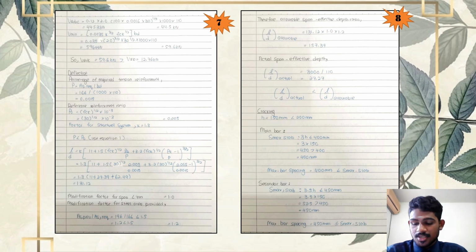So for the main bar, S max slab is equal to 3h, less than 400 mm, and 3 times 150. The S max slab you will get as 400 millimeter. So maximum bar spacing is equal to 400 millimeter, less than S max slab. For the secondary bar, S max slab, we also should find, we will get as 450 millimeter. So here you can calculate the maximum bar spacing is equal to 450 millimeter, less than S max slab.